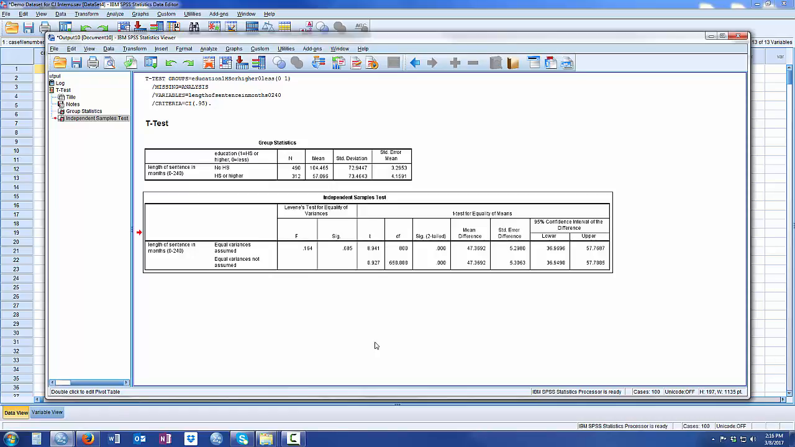level, and that means we can reject the null hypothesis that states that there is no relationship between education and sentence length. We find support that there is a relationship between education and sentence length, in that those with more education are likely to receive a lesser sentence than those without education. And we can reject the null hypothesis here with 99.9% confidence that that is the correct thing to do.